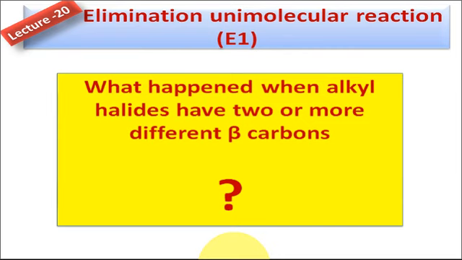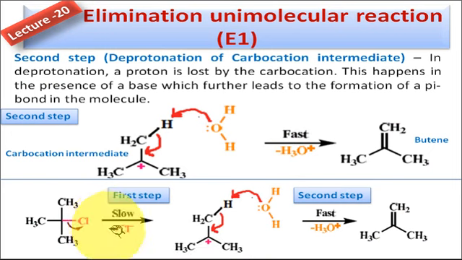Now, a question comes to mind: what happens when the alkyl halide has two or more different kinds of beta carbon atoms? What are the beta carbon atoms here? Since chlorine is attached to this carbon atom, this is the alpha carbon atom. Now, the beta carbon atoms are this and this. In this example, all the beta carbon atoms are methyl carbon atoms. So, all the beta carbon atoms are equal and all of them result in the formation of the same kind of alkene, that is, 1-butene is formed.